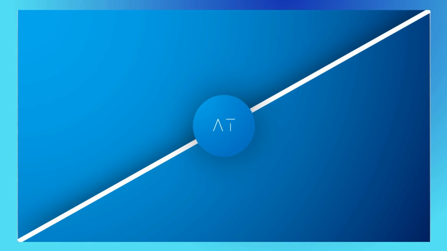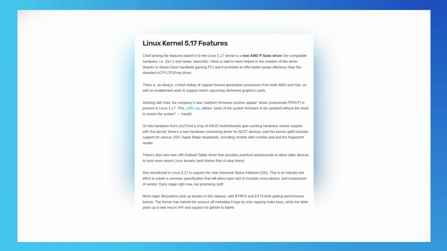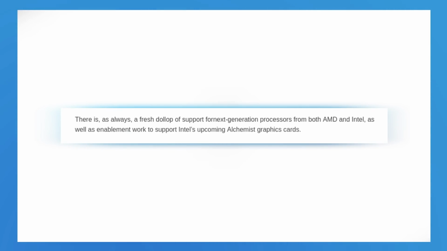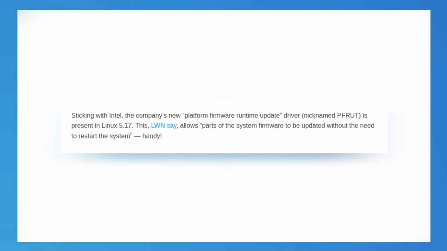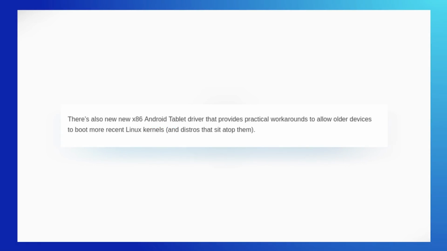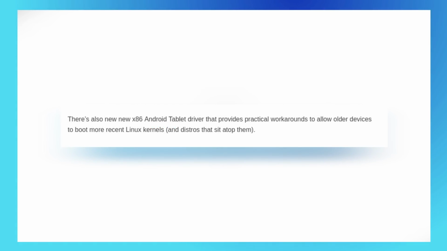This is because Fedora comes with Linux 5.17 kernel, and it has support for next generation processors from both AMD and Intel, as well as enabling support for Intel's upcoming Alchemist graphics cards. Sticking with Intel, the company's new platform firmware runtime driver nicknamed PFRUT is present in 5.17 Linux kernel. This, according to LWN, is allowing parts of the system firmware to be updated without the need of the restart of the system. There's also new x86 Android tablet driver that provides practical workarounds to allow older devices to boot more recent Linux kernels and distros that sit atop them.